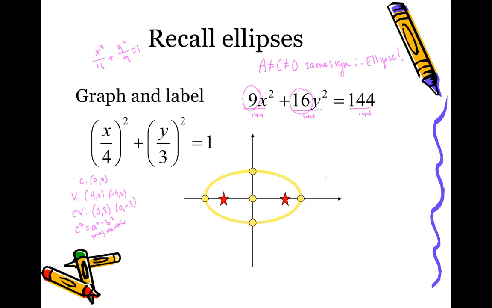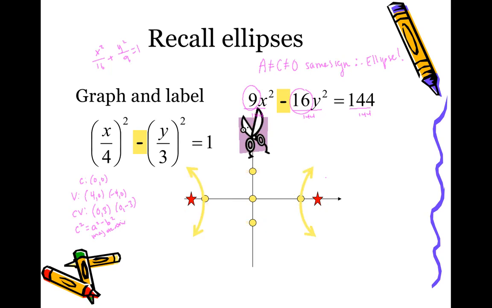If I do something as simple as changing the sign to a negative, I now have a hyperbola. So how does that impact the graph? Well, we're going to cut this graph right along the minor axis, and it's going to turn out. I'm going to go into more description of what really happened there. Notice my vertices stayed the same. This is still a vertex at negative 4, 0 and 4, 0. My center stayed the same, 0, 0.